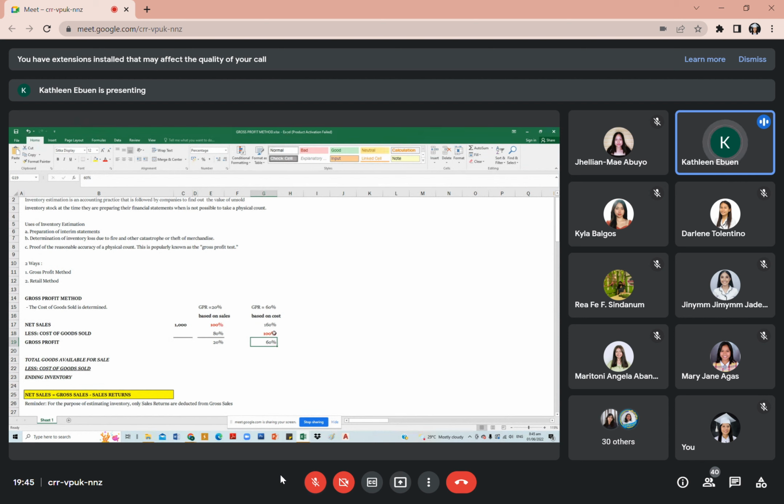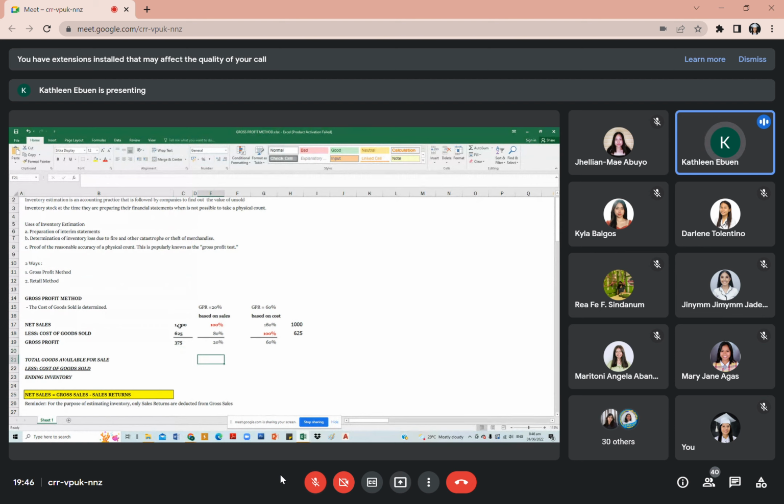Okay, so to find the 100% cost of goods sold, we divide the 1,000 by 1.60. 1,000 divided by 1.60, this would become 625. This is our cost of goods sold. Then 1,000 less 625 is 375.